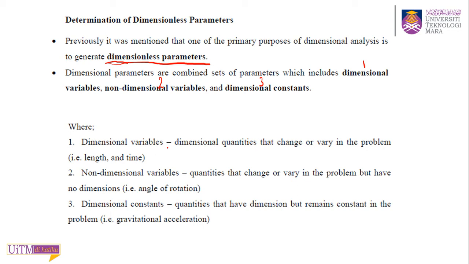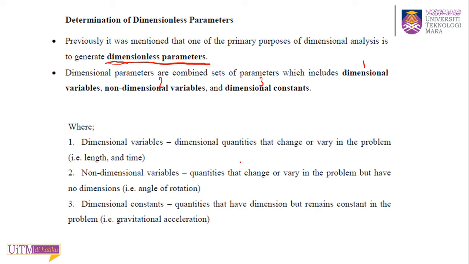The second one is non-dimensional variables. These are quantities that change or vary in the problem but have no dimension. For example, angle of rotation, or, as we learned before, the Reynolds number. If you have an equation that includes the Reynolds number, that Reynolds number doesn't have any dimension. So that's one of the non-dimensional variables.